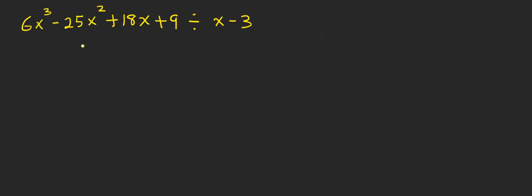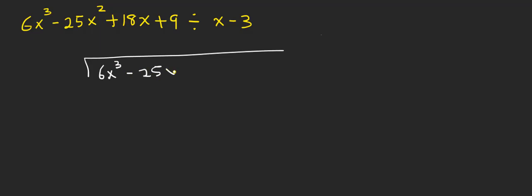In this video, we're going to talk about dividing polynomials, and we're going to use a long division method. So we're dividing 6x cubed minus 25x squared plus 18x plus 9 by x minus 3. So we're going to use long division. The dividend goes inside: 6x cubed minus 25x squared plus 18x plus 9. The divisor, x minus 3, goes outside.